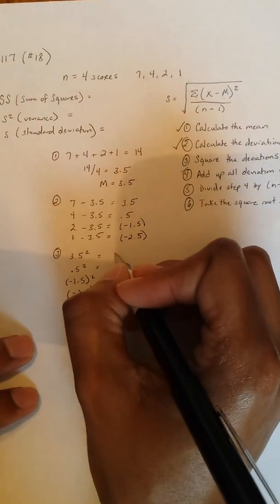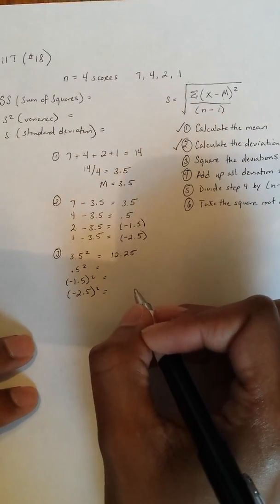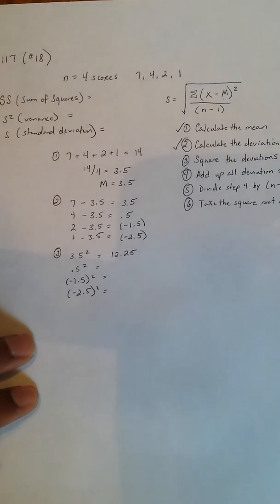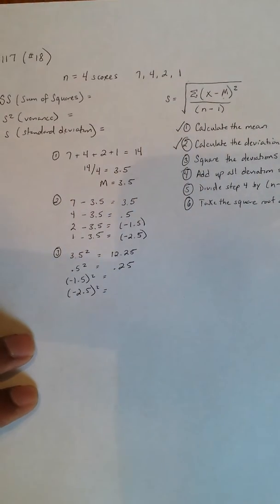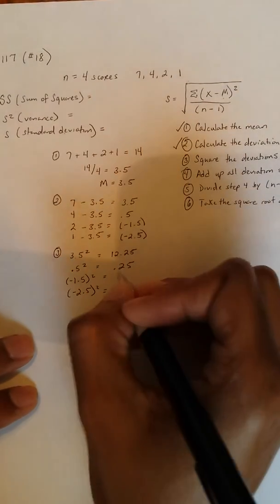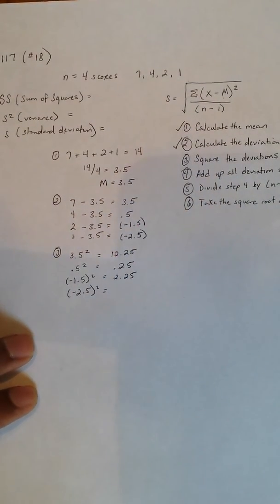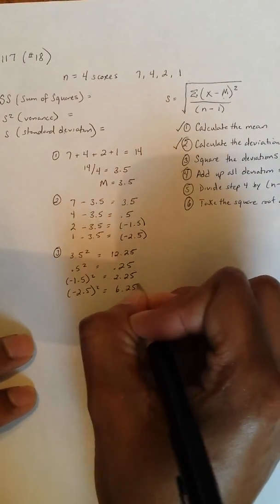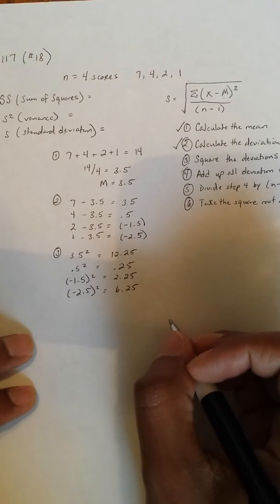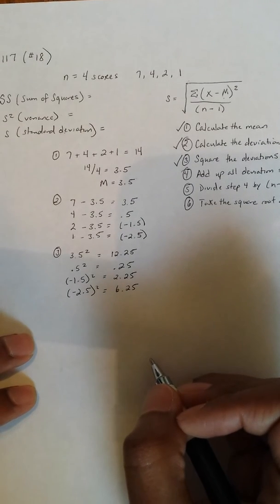So when we square 3.5, we get 12.25. When we square 0.5, we get 0.25. When we square 1.5, we get 2.25. And when we square 2.5, we get 6.25. Okay, so we have just squared our deviation scores. All right, so we did that.